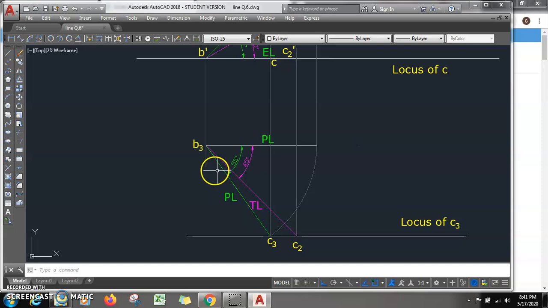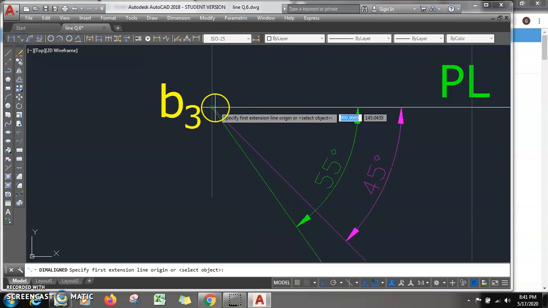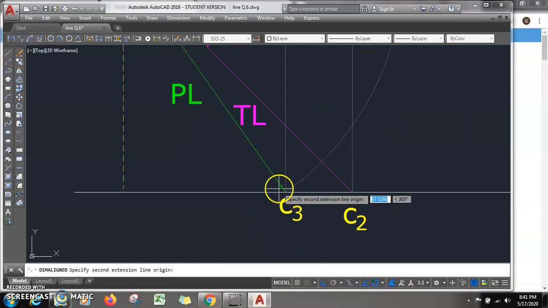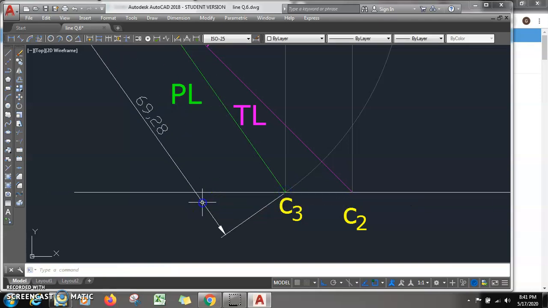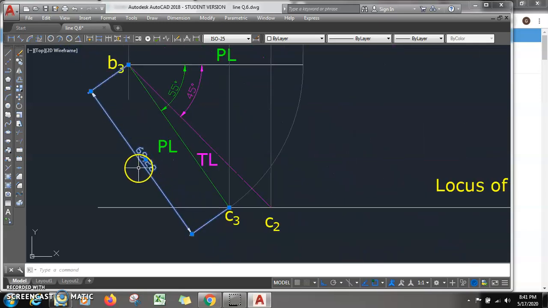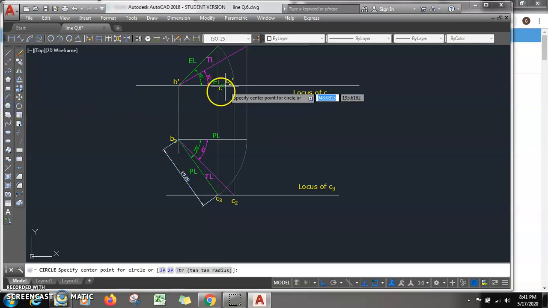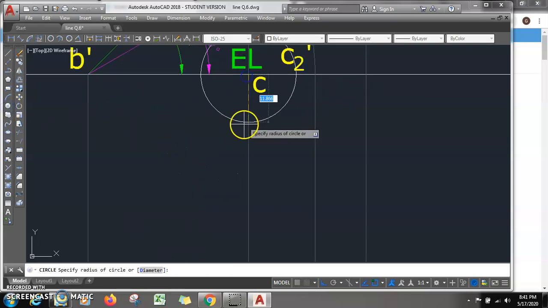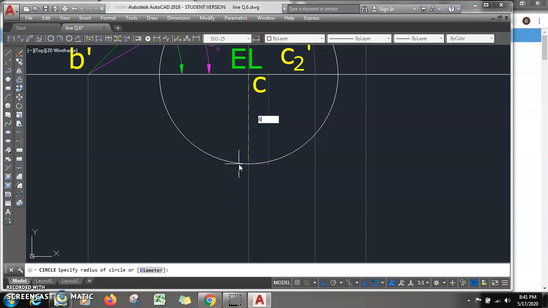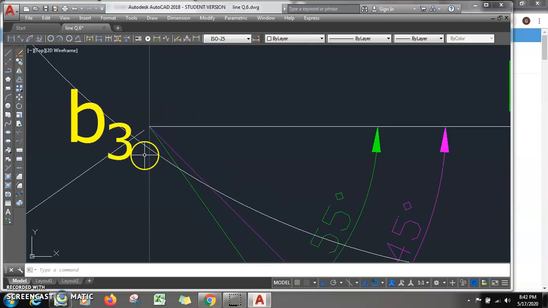We now know the length of B. This much is the length. We need to measure this length. Once we measure this, how much is it? 69.28. So what will we do? We will take a circle with this point C as the center. It is 69.28. Enter. Now this will cut this vertical projector at some point.